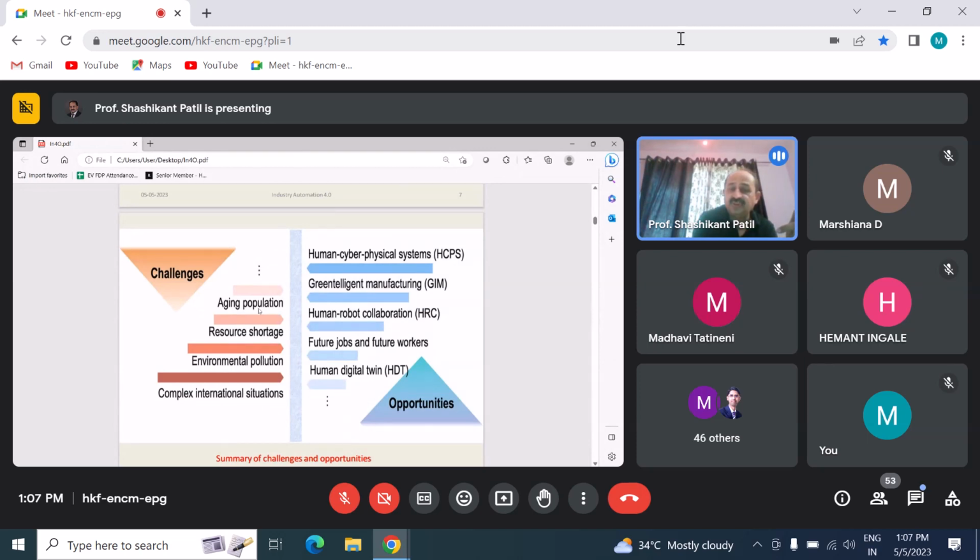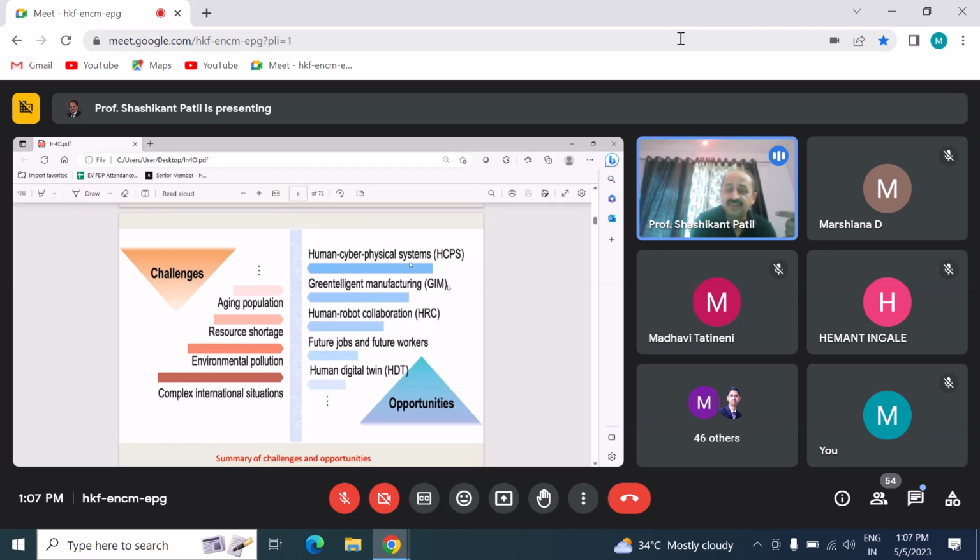First is aging populations. Then the shortage of resources, and environmental pollution is there, and day by day it is increasing. Resource shortcomings are there, and complex international situations are there. So these are some of the challenges for industry and society transformation that should go hand in hand.